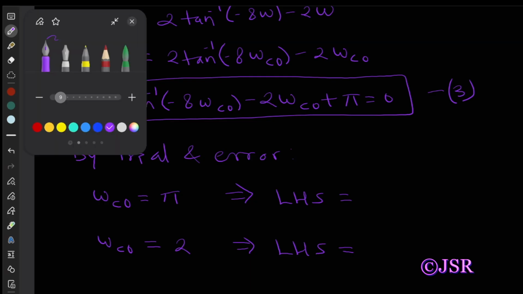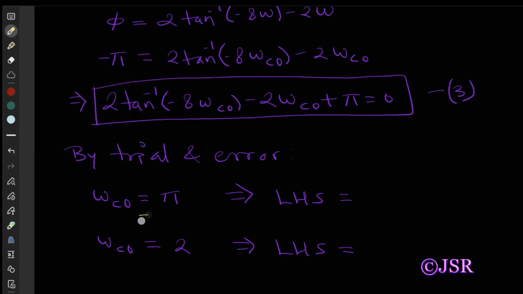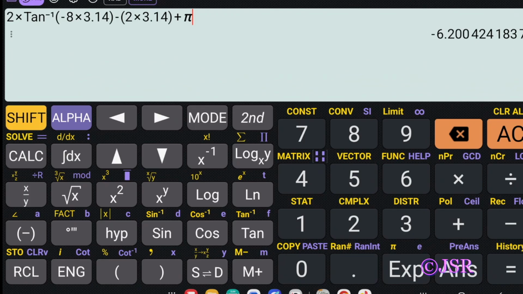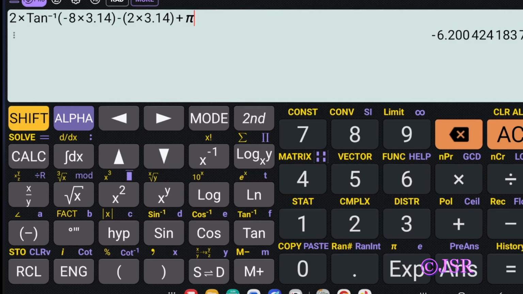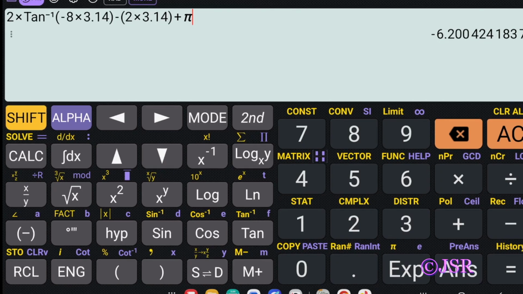So when omega CO is equal to pi or 3.14, the left hand side is minus 6.2. So now let's change omega CO to 2. So now let's change this with 2.